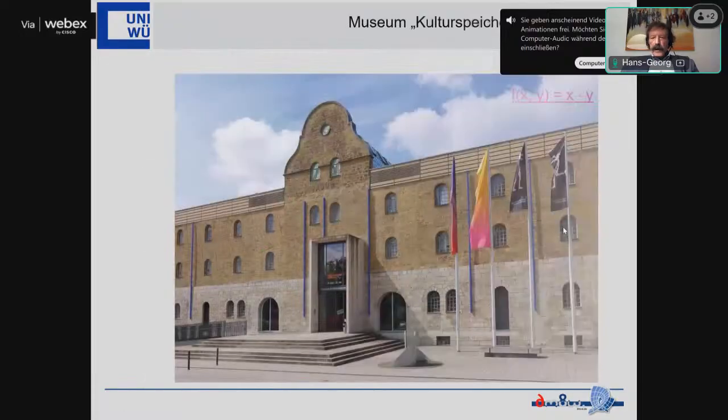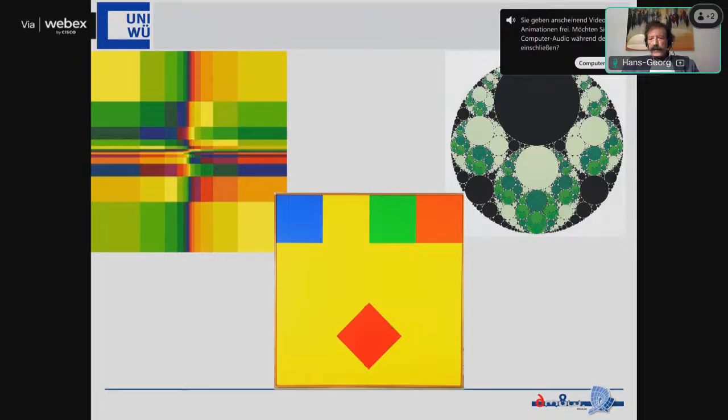It's a parabola, and coming to the hyperbola, if you were in Würzburg, there is a museum in Würzburg. It's a museum for geometric arts called Kulturspeicher. And in this museum, you find pictures of geometric art. And here are some pictures of this geometric art.